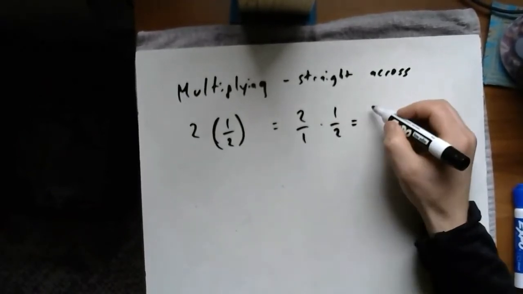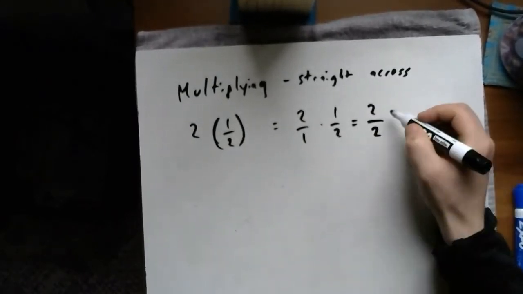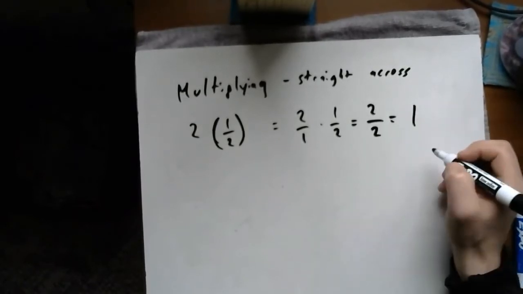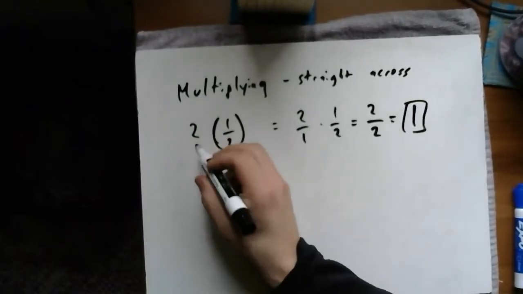And so multiplying straight across, I'm going to get 2. 2 times 1 is 2. 1 times 2 is 2. All right. And then we always simplify our fractions if we can. So 2/2 simplifies to 1. And so 2 times 1/2 is 1. So it's a whole number times a fraction.